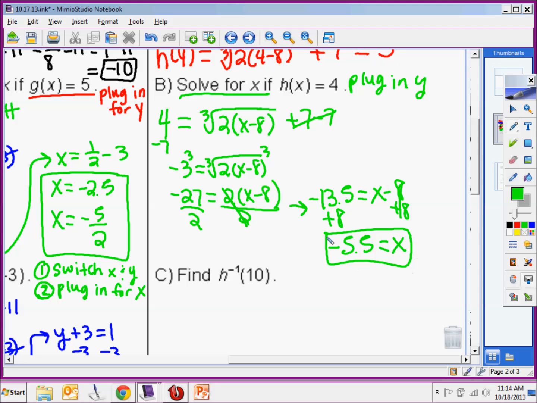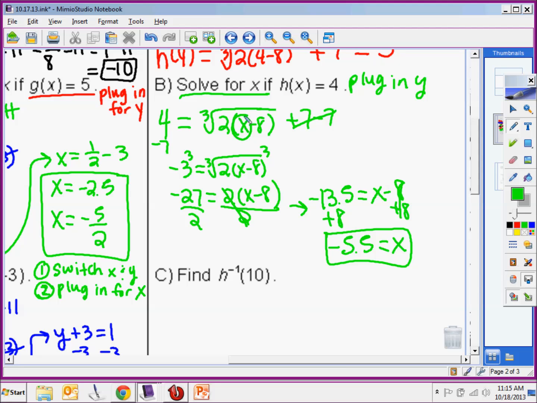Okay, so let's recap. When it says to solve for x, that means you plug in for y. Wherever there is f of x or y, I'm going to put a 4. Everything else is going to stay the same. My goal becomes to get x by itself. So I start to do PEMDAS backwards. Remember SADMEP. I'm doing PEMDAS backwards.